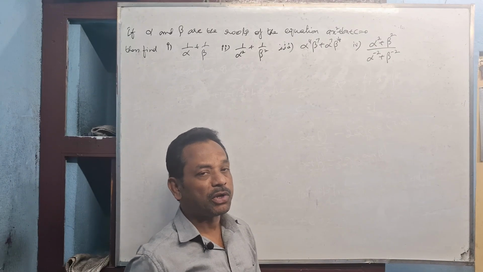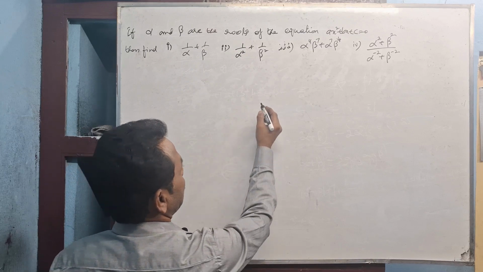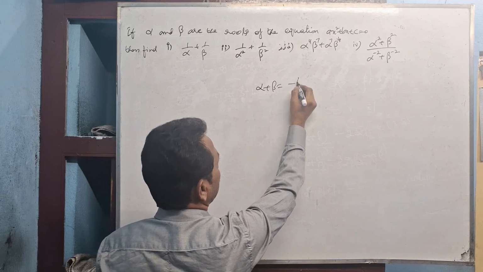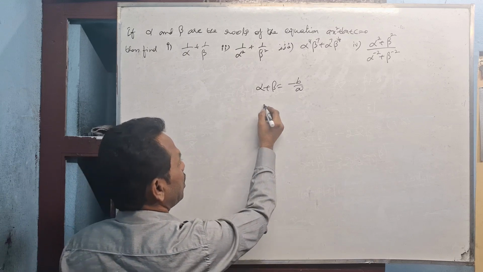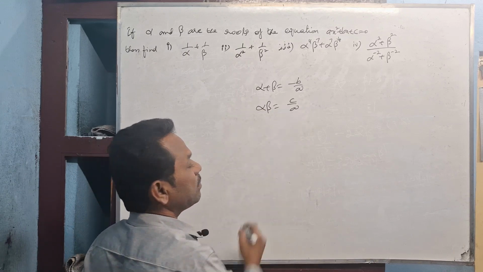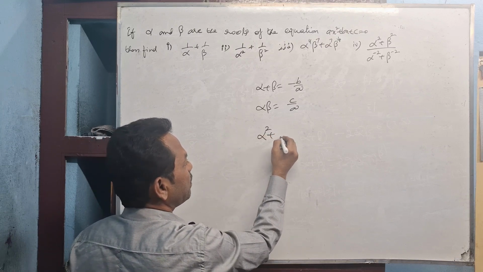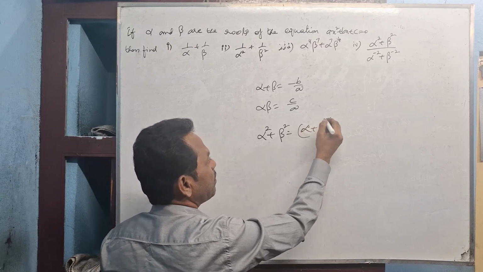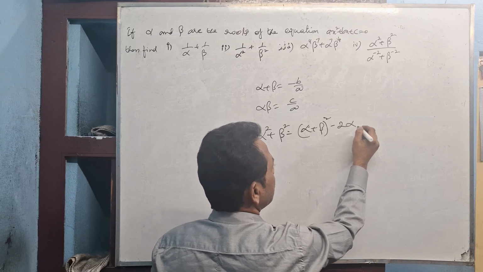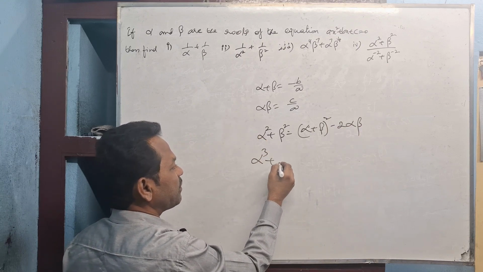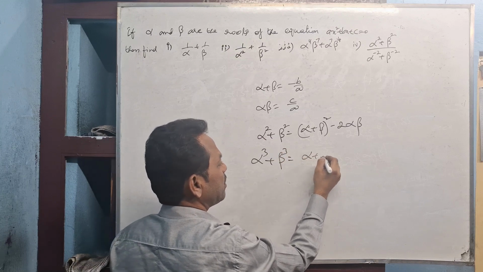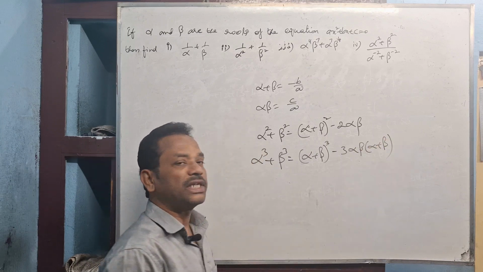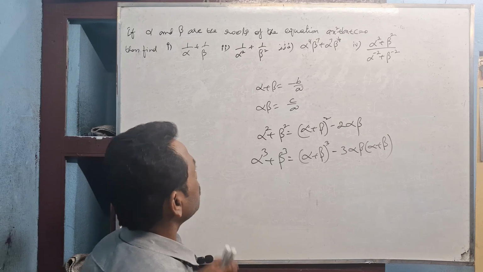Bachcho, to solve this question, I'll be using some formulas. Make a note of those formulas. The first formula is the sum of the roots, alpha plus beta, equals minus b by a, and the product of the roots, alpha beta, equals c by a. We can write alpha square plus beta square as alpha plus beta whole square minus 2 alpha beta, and we can write alpha cube plus beta cube as alpha plus beta whole cube minus 3 alpha beta into alpha plus beta. Just make a note of this, and I'll be using these formulas to solve this question.